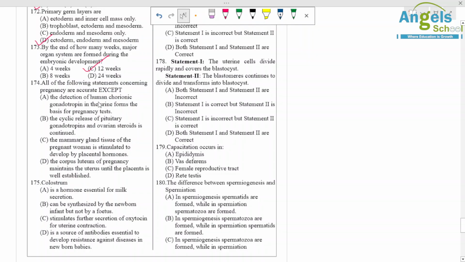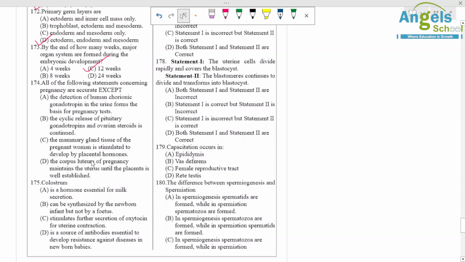Okay, question number 174. All of the following statements concerning pregnancy are accurate except detection of HCG in urine. Correct option. Cyclic release of pituitary gonadotropins and ovarian steroid is continue. Wrong option है ये, मतलब ये नहीं होगा. In mammary gland tissue of pregnant woman is stimulated by developed by a placental hormone. Correct है ये. HPL is responsible for that.